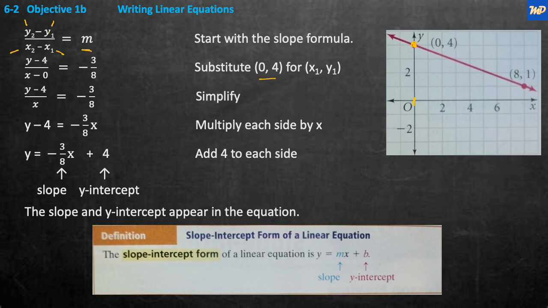So then we're going to simplify a little bit. We're just going to get rid of this x minus 0. So we're going to have y minus 4 divided by x is equal to negative 3/8. Now we're going to multiply both sides by x, to get the x over here on the right. And when we do that, we're going to have y minus 4 right here is equal to negative 3/8 times x. And then we add 4 to both sides. And when we do that, we're going to get the form called the y-intercept or slope-intercept form, which is y equals negative 3/8 x plus 4.